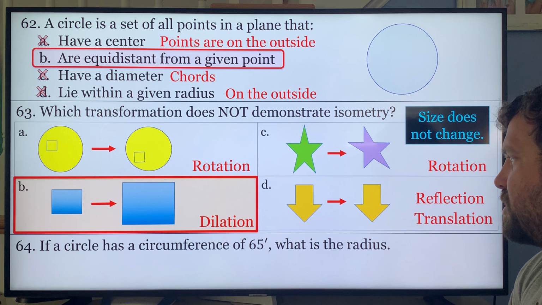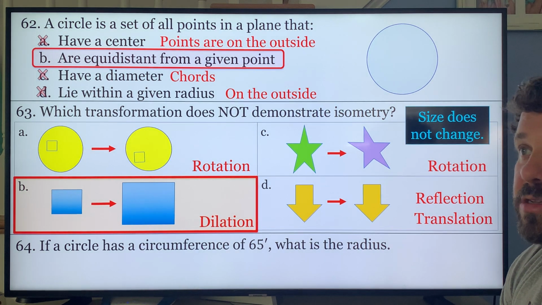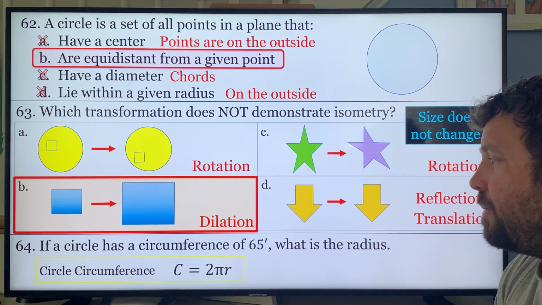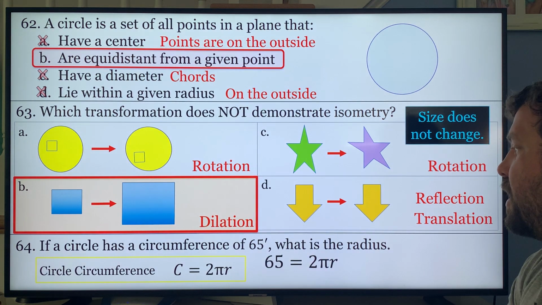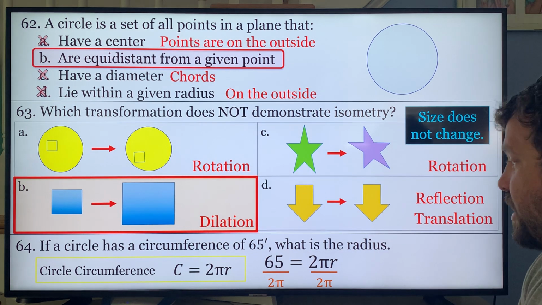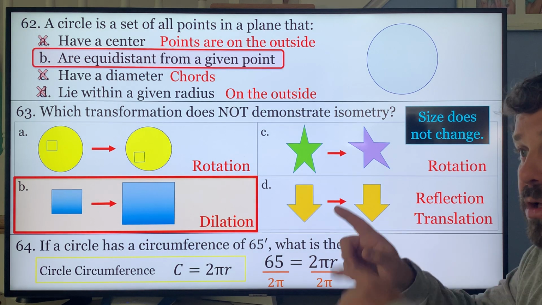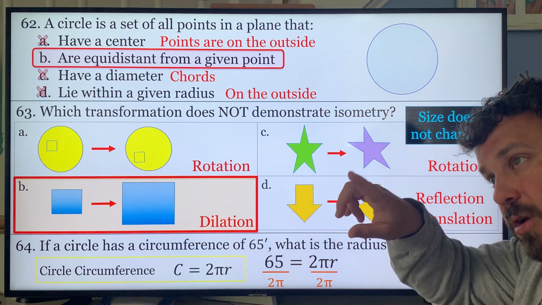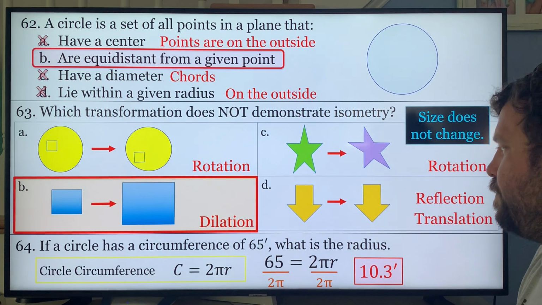64. If a circle has a circumference of 65 feet, what is the radius? Circumference is 2 pi r. We did this with circles. So 65 equals 2 pi r. We divide this by 2 pi. When you divide something by 2 pi in a calculator, make sure you put the 2 pi in parentheses. So 65 divided by open parentheses, 2 pi button, close parentheses, gives you your answer of 10.3 feet. Right?